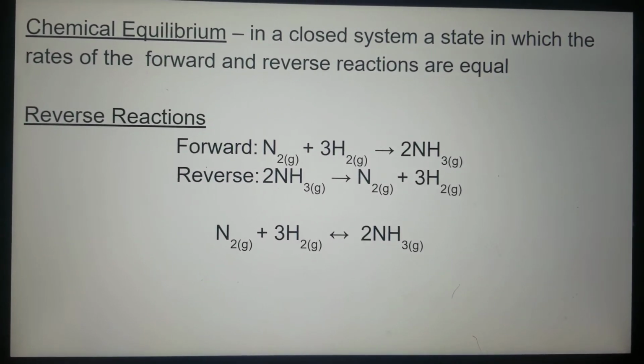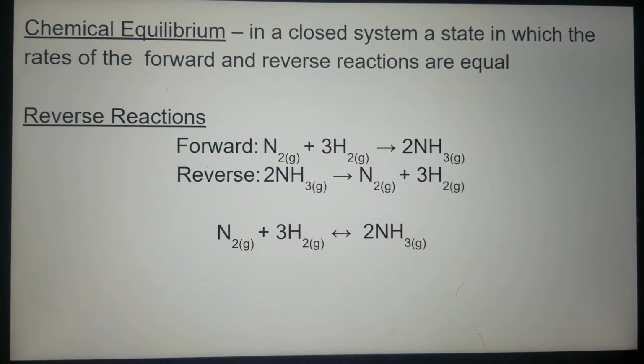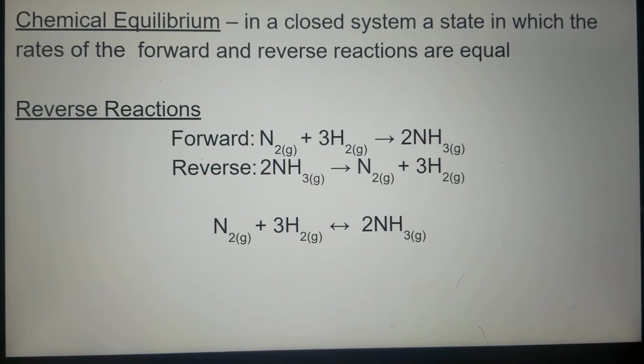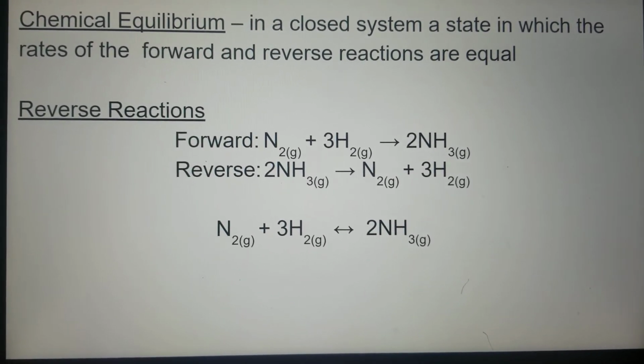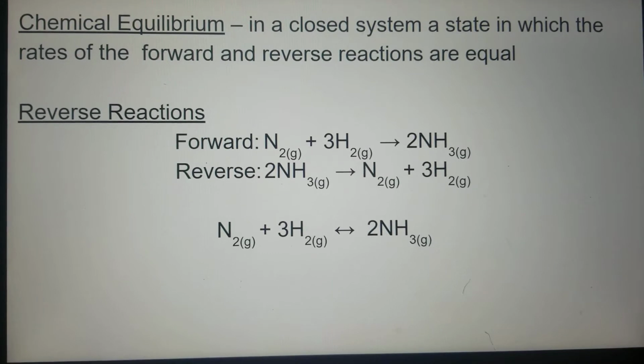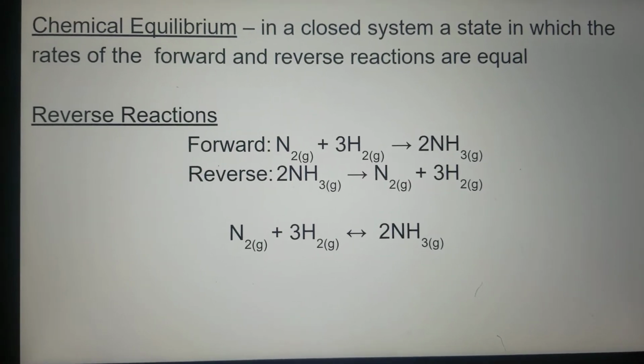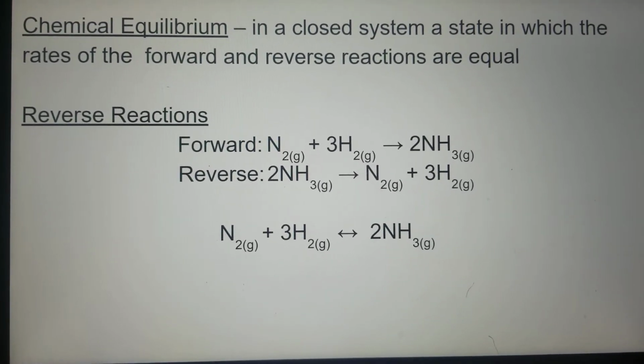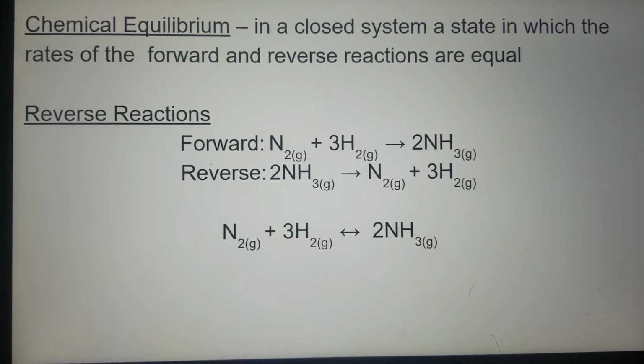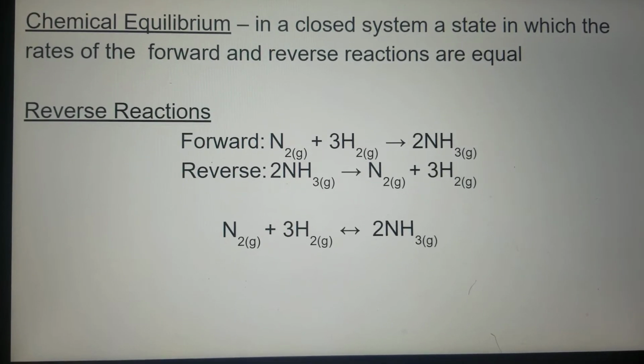Topic 7 is on equilibrium. So we did cover this sophomore year. If you recall Le Chatelier's principle, this is essentially what the unit is about. Chemical equilibrium in a closed system is a state in which the rates of the forward and reverse reactions are equal.